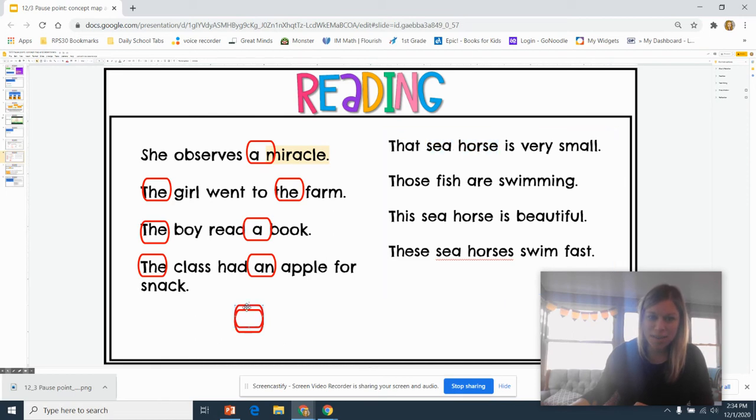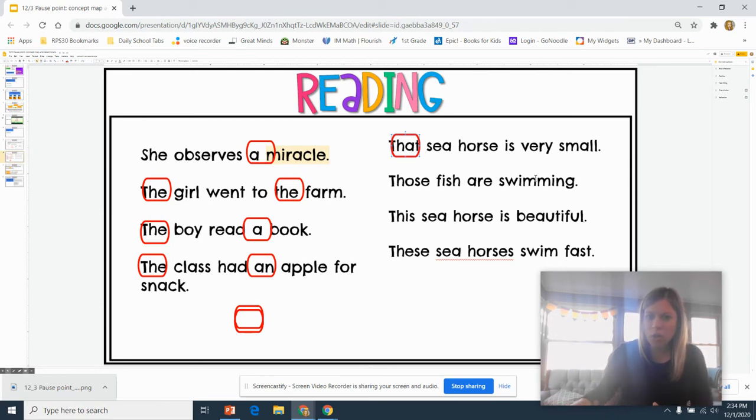That seahorse. I'm going to have to make some more boxes. That seahorse. Now, this word, that, it tells us it's over there. There's just one of them, one seahorse, and that seahorse. So it's away from us. That seahorse is very small. Okay, let's go to the next one.